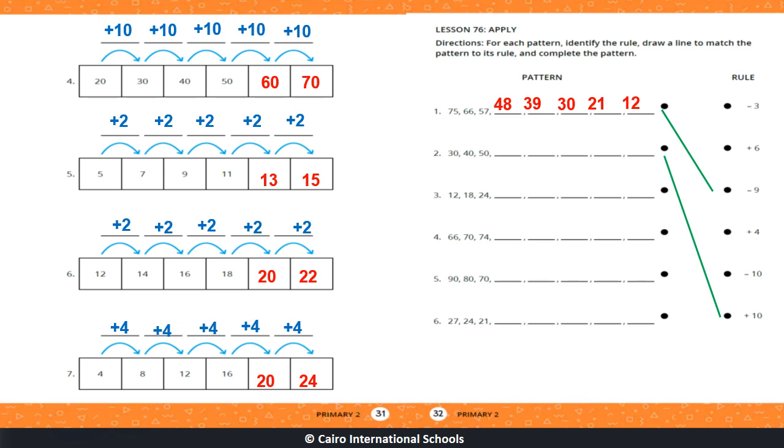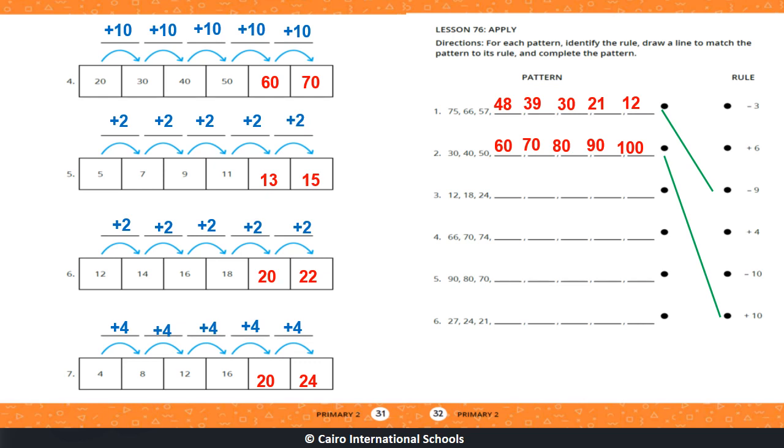30 plus 10 equals 40. 40 plus 10 equals 50. 50 plus 10 equals 60. 60 plus 10 equals 70. 70 plus 10, 80. Then 90. Then 100. It's so easy.